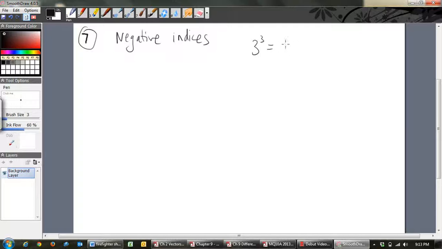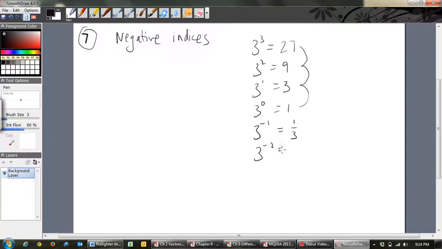I spoilt the party a bit in the last video, so I'll just draw it again because it's important to see. So that's 27, 3 squared is 9, 3 to the power 1 is 3, 3 to the power 0 we learnt was 1, and we can see these are just dividing by 3 each time. What's 1 divided by 3? That'll be 1/3. So 3 to the power negative 1 is 1/3.